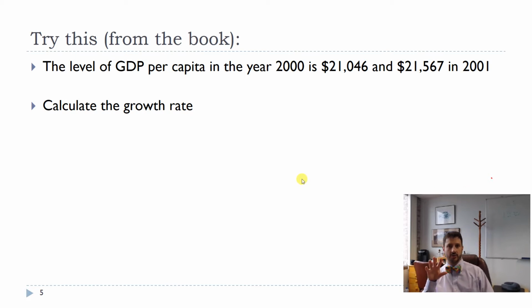All right, so this is an example from the book. So GDP per capita in Britain in US dollars, I'm not sure which year they're using as our base year, was $21,046 in 2000 and $21,567 in 2001. So we want to calculate the growth rate from 2000 to 2001. So our t in this case, the year, is 2001, and our t minus 1 is 2000.